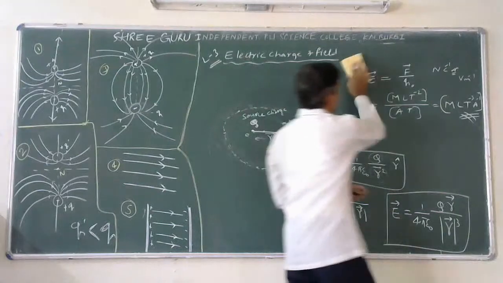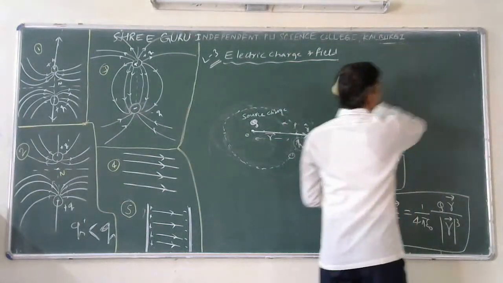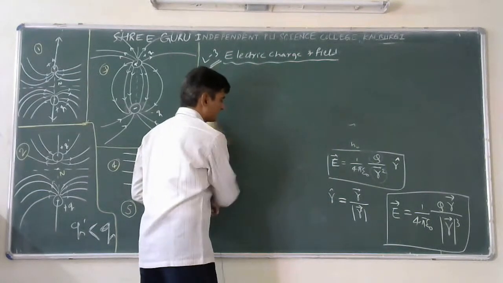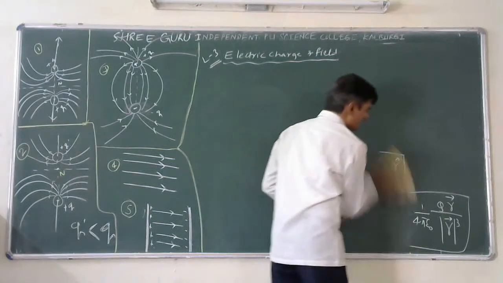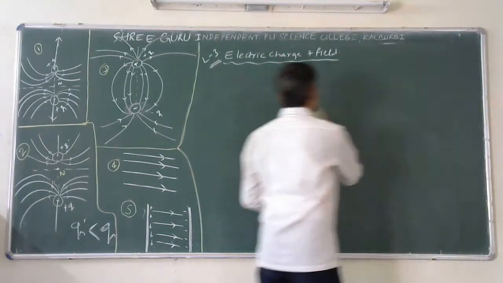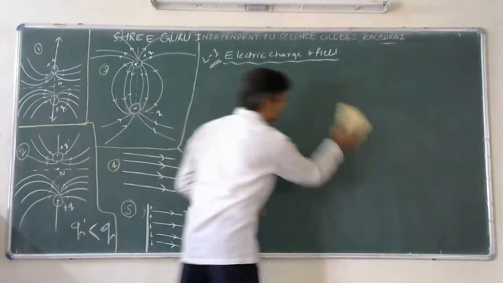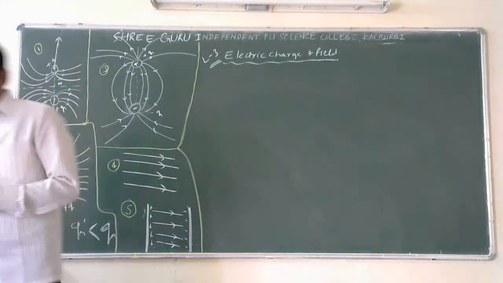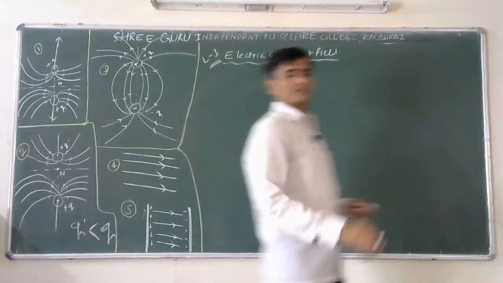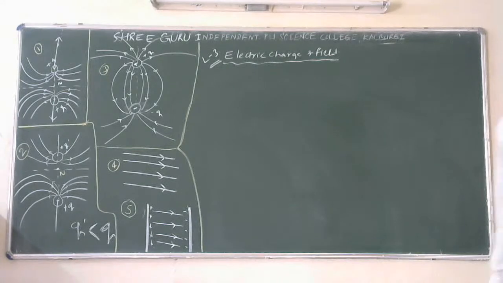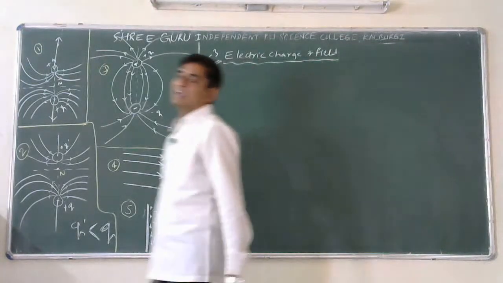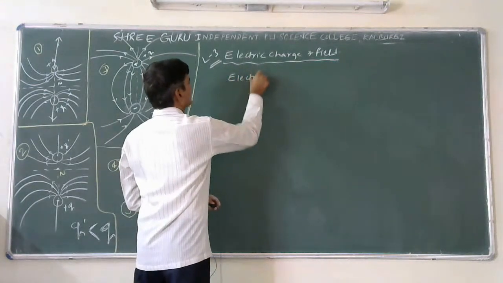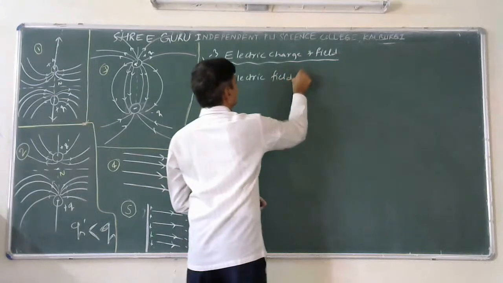So now next concept. To represent the electric field intensity, Faraday developed a pictorial representation. The scientist Faraday found that there is a need of representing electric field intensity pictorially. So he introduced the concept called electric field lines.